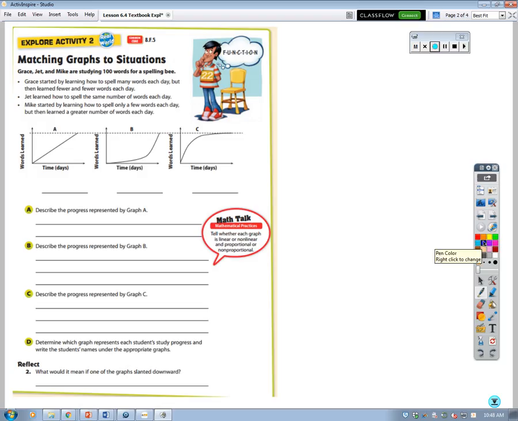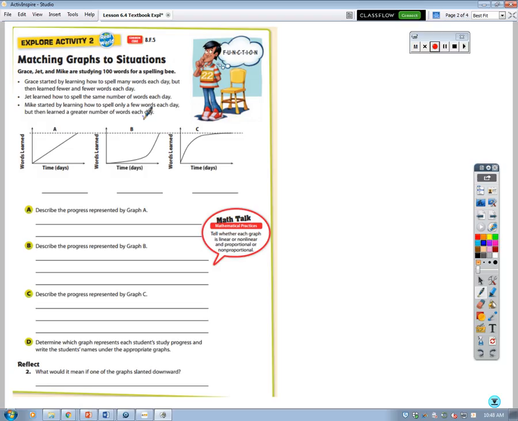Grace started by learning how to spell many words each day, but then learned fewer and fewer words each day. Jet learned how to spell the same number of words each day. Mike started by learning how to spell only a few words each day, but then learned a greater number of words each day after that.